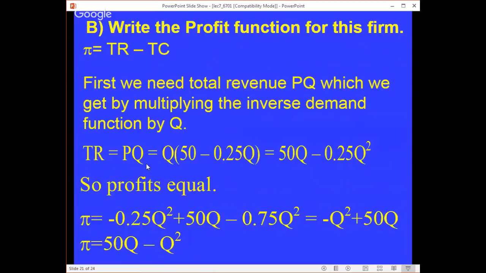Now that we have a profit function, the next logical step is to maximize profit. How do we maximize profits? I take the derivative and I set it equal to.